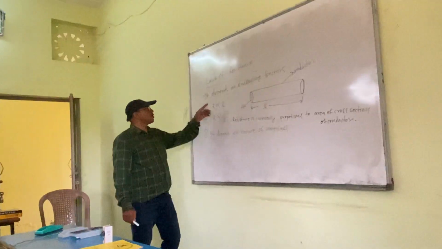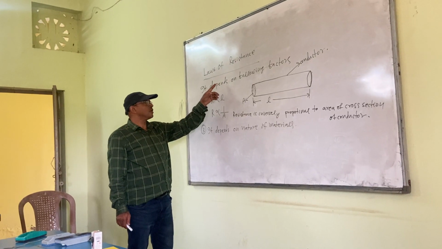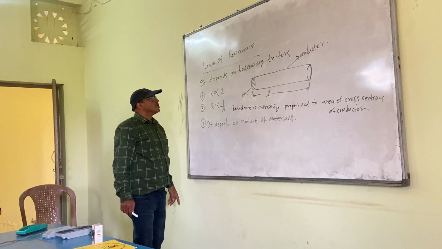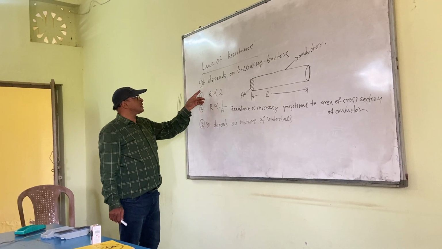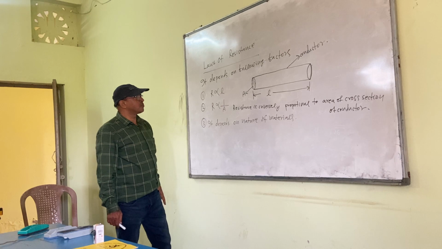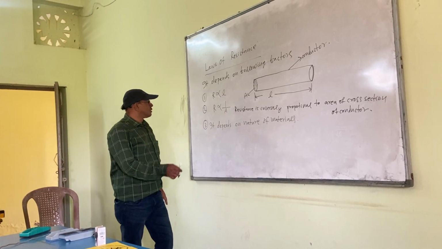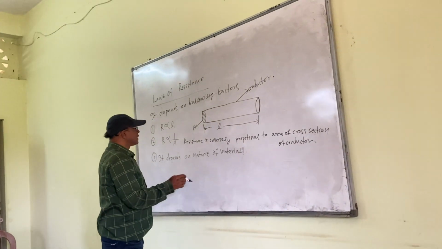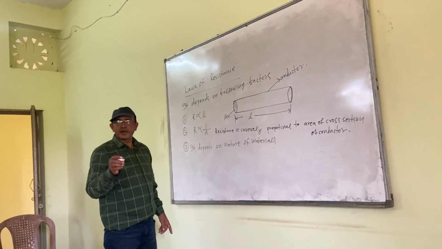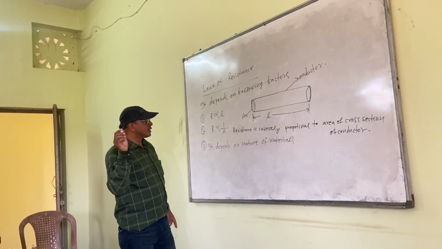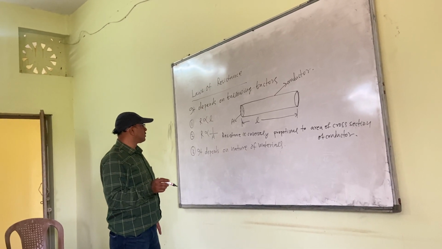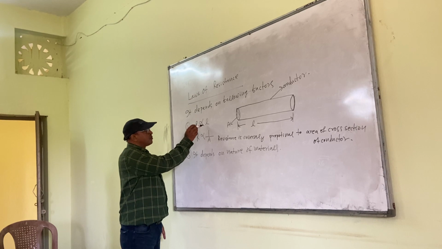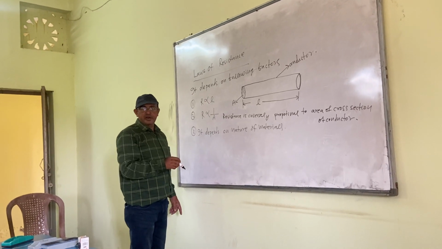Discuss the laws of resistance. Okay? So, generally, the resistance depends upon the following factors. First, it depends upon the length of conductor. When length increases, resistance increases. When length decreases, resistance also decreases. Therefore, R is directly proportional to length of conductor.